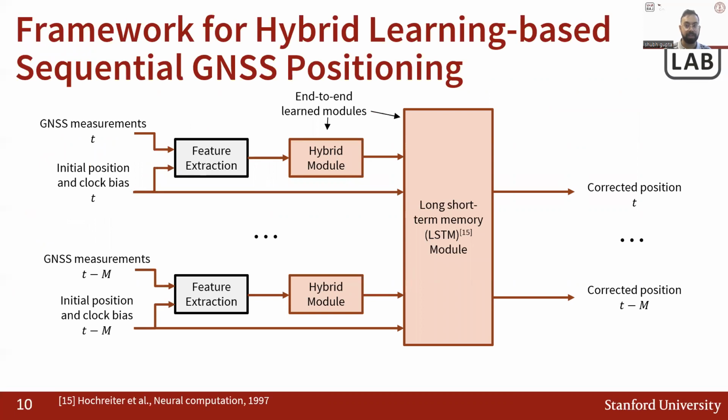Here is a high-level visualization of our framework for hybrid learning-based sequential GNSS positioning. Starting from an initial position, clock bias, and GNSS measurements, we first extract features, which are then processed by a learned hybrid module. And the output from this hybrid module is then integrated by a long short-term memory that combines the sequential information to produce the final corrected position. Both the hybrid module and the LSTM module are learned together in an end-to-end fashion. First, I will talk more about the feature extraction.